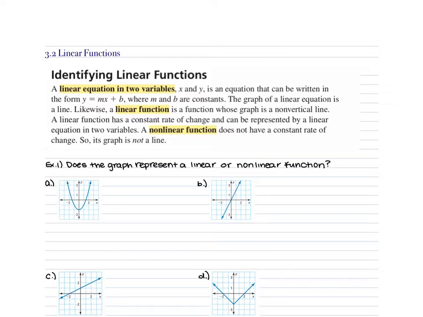So if we look at these functions, it also tells us that linear functions have two variables, one x, one y, and they have a constant rate of change for a linear function.